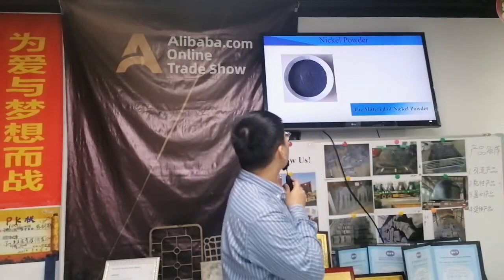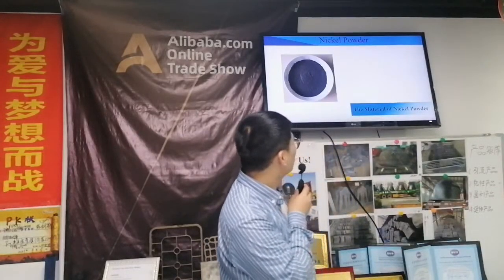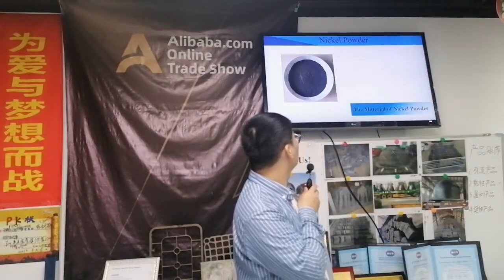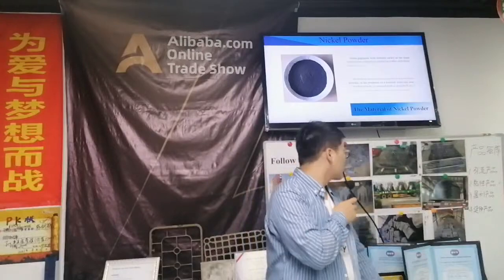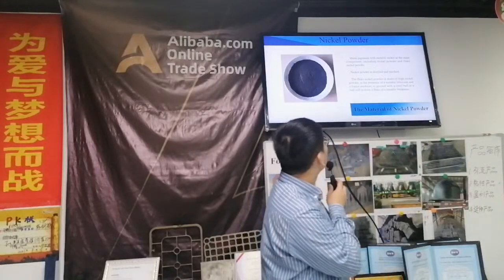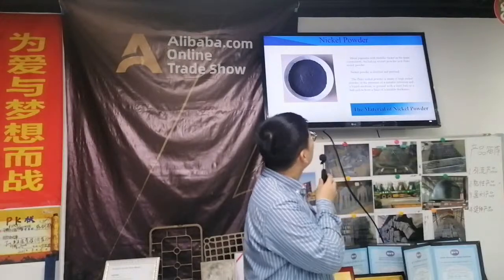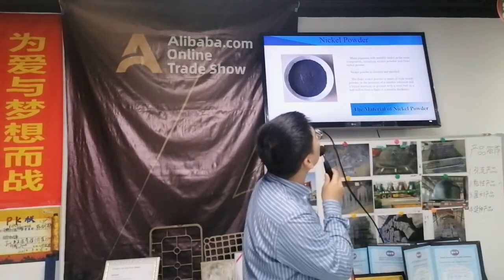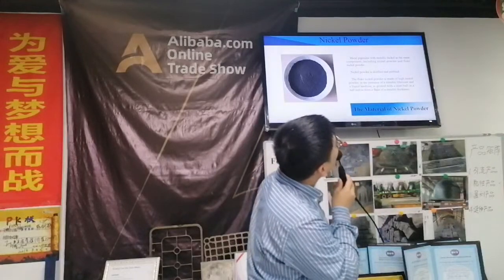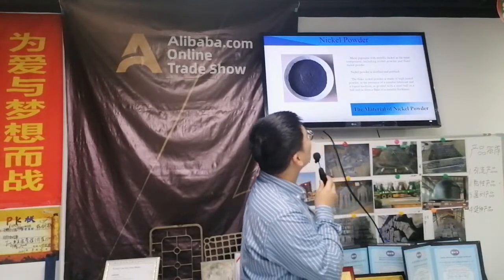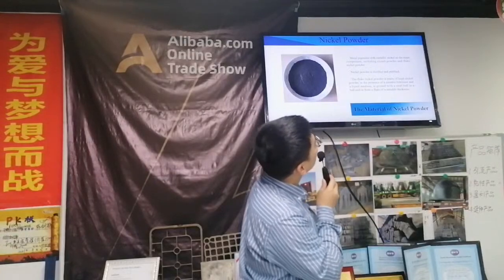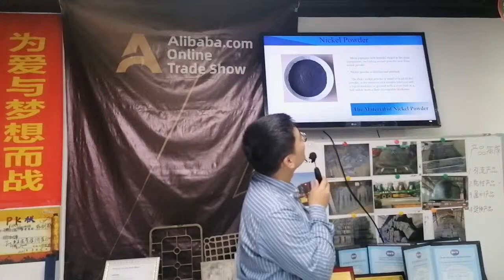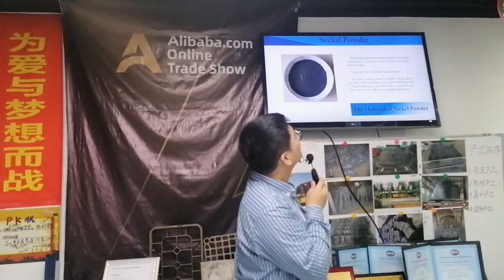This picture is our metal product called the nickel powder. As you see, the color in the picture is black. The metal pigments with metallic nickel as the main component, including nickel powder and flake nickel powder.